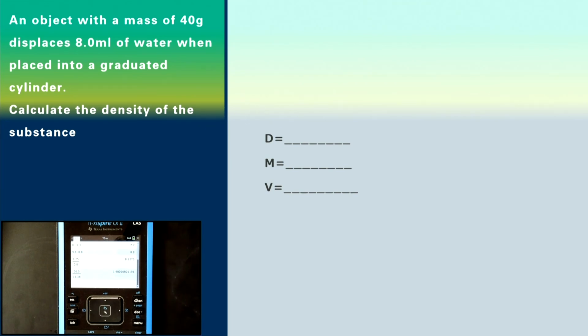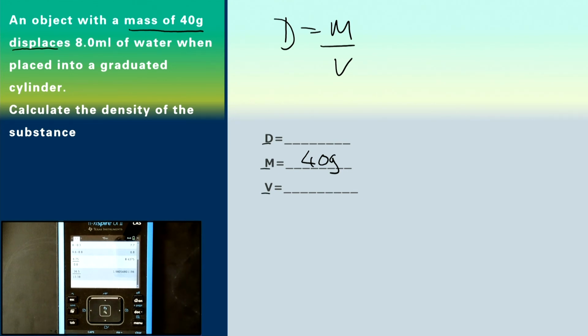Our next question is an object that has a mass of 40 grams. So my mass is 40 grams. And notice how I've written out my variables, density, mass, and volume. That's very important for you guys to do that. My formula is density is mass over volume. So back to my question, an object with a mass of 40 grams, it displaces, so that when we put the nail into the graduated cylinder, we had a displacement of 0.8. Here we have 8.0 mils of water. Calculate the density of the substance. So my volume is 8.0 milliliters.